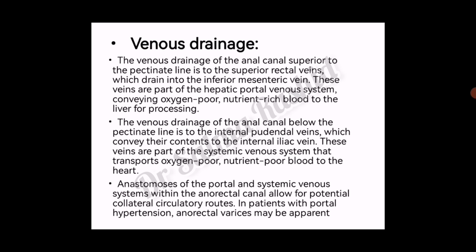So the portocaval system is present above the pectinate line, not below. Now the anastomosis of the portal and systemic venous systems within the anorectal canal allow for potential collateral circulatory routes. In patients with portal hypertension, anorectal varices may be present.